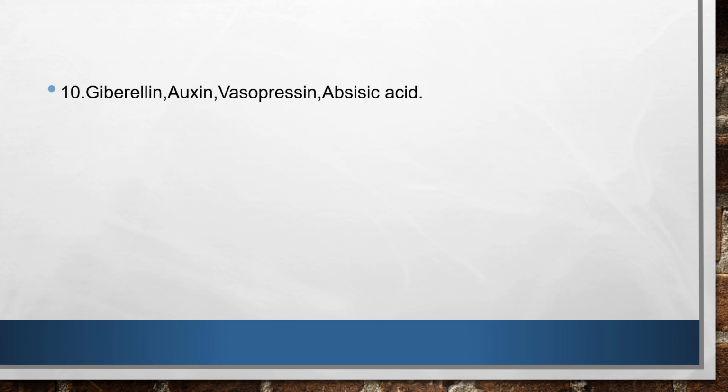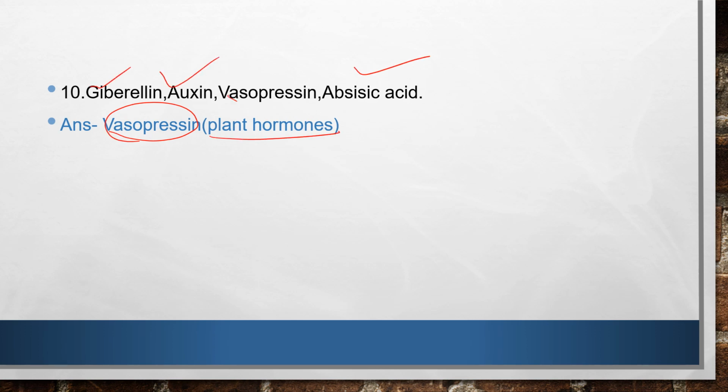Now here again: gibberellin, auxin, vasopressin and abscisic acid. So all are names of hormones, of plants and animals. So which one is the odd one out here? Vasopressin is an animal hormone, the other three are plant hormones. So you can find this out very easily.